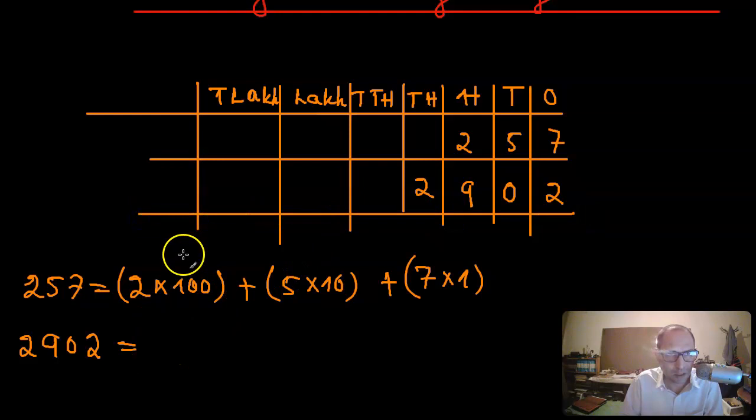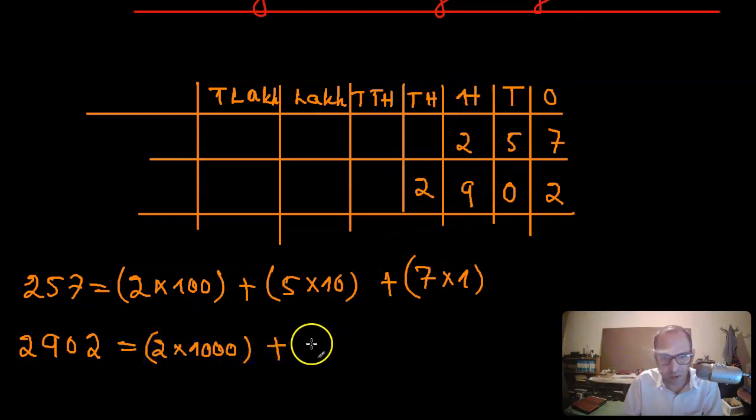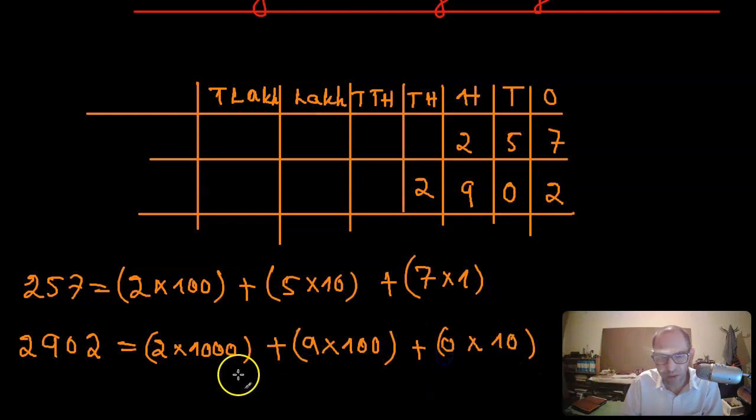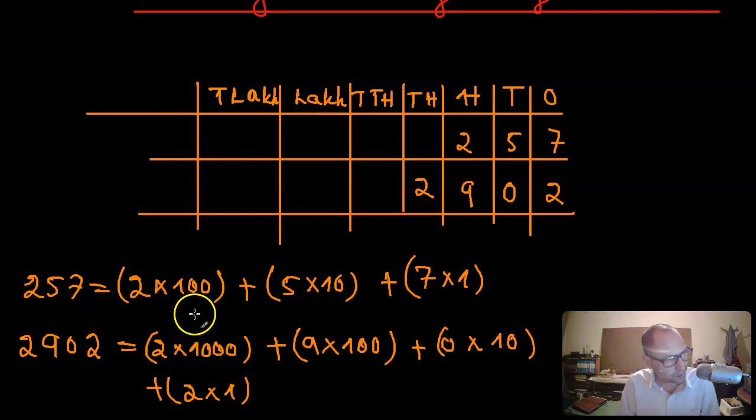Which means that then, essentially, to expand this number, you would write this as 2 times 1,000, because 2 is in the thousands place value, plus 9 times 100, plus 0 times 10, plus 2 times 1, right? So this way, essentially, things become simple.